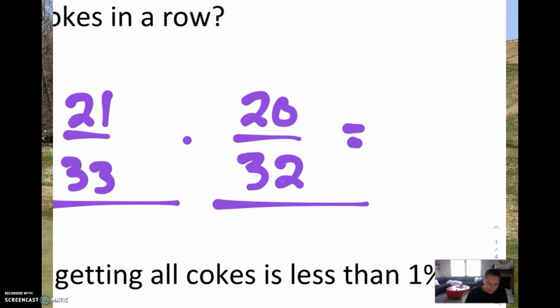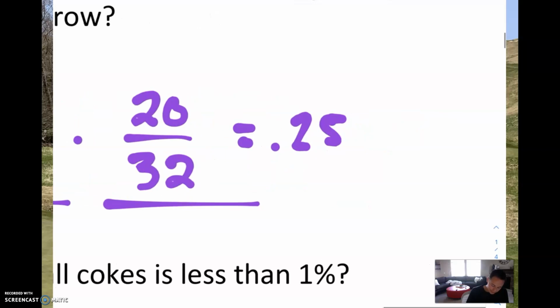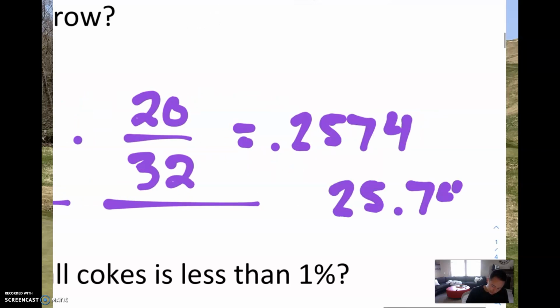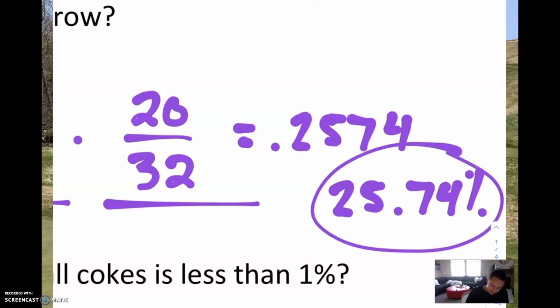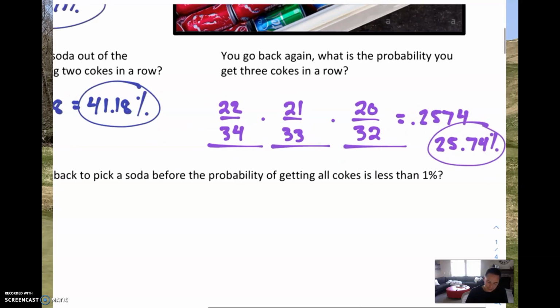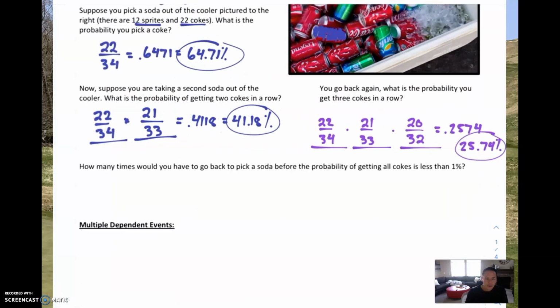And I've already done that one for you. It becomes 0.2574, which is 25.74%. So that's the chance of selecting all 3 Cokes. And this next one, we're just going to skip it. You're welcome.